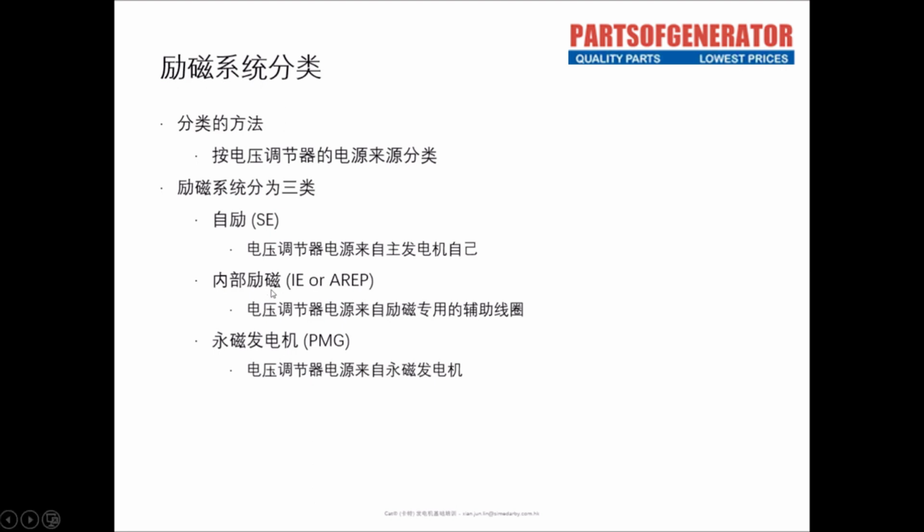which are self-excitation. The first is self-excitation, which is the simplest. Self-excited means that the power supply for the voltage regulator comes from the main generator itself. It does not have a separate power supply to supply this voltage regulator.